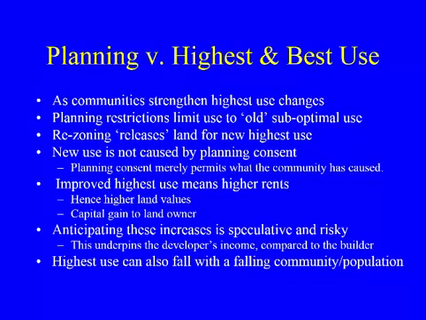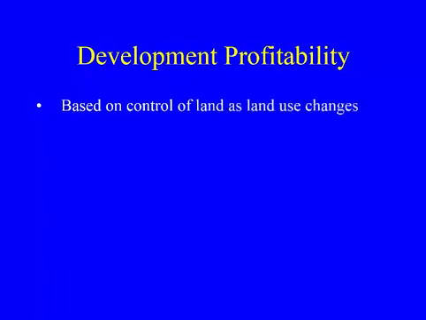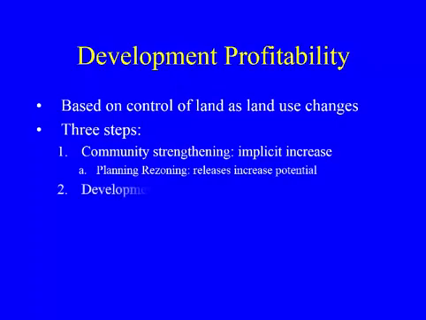Lastly, it's important to be aware that while community growth leads to a higher possible use, the highest and best use of property can also fall when a community or a population contracts. We are seeing this in many regional areas, especially those where local employment opportunities are failing because of changes in regional industry, especially with the demise of the agricultural sector. Development profitability, therefore, is based on the control of land as land use changes. There are basically three steps in this change of land use value. The first is where the community strengthens, and perhaps when there is a general rezoning of land.